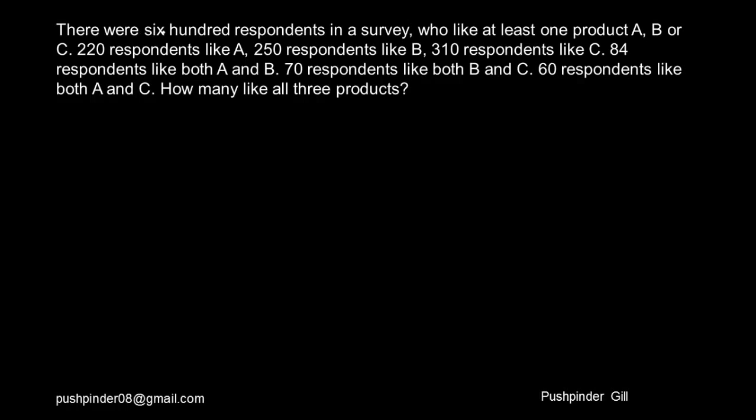Now there are 600 respondents. Our first step is to find what is A union B union C. That is our first step. Is it equal to 600 or not? And which line tells us that? Yes, this line tells us that. If at least one of the products is liked by A, B or C, that means there are no people who like neither A, B nor C. That means the total number of respondents who like at least one of the products is 600.